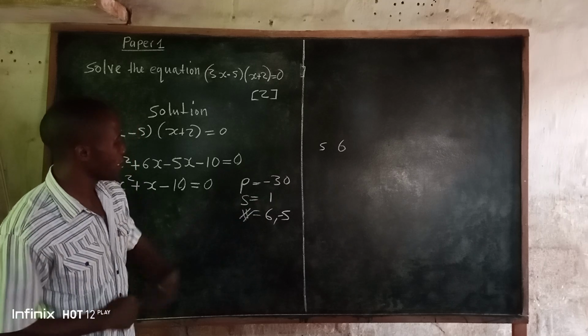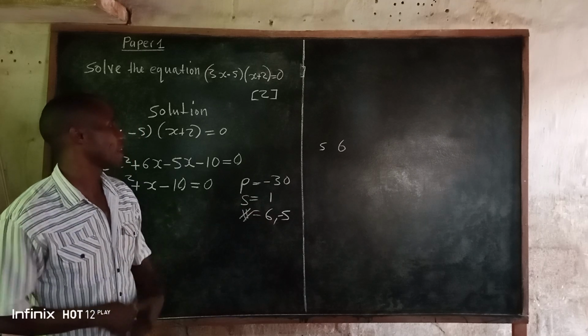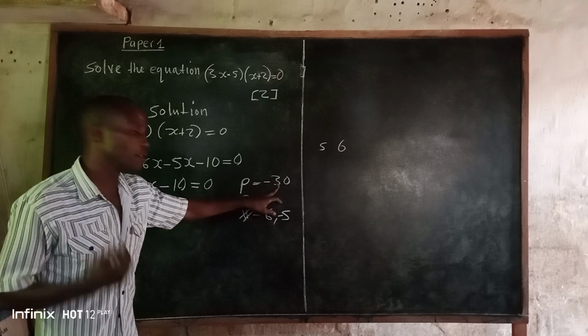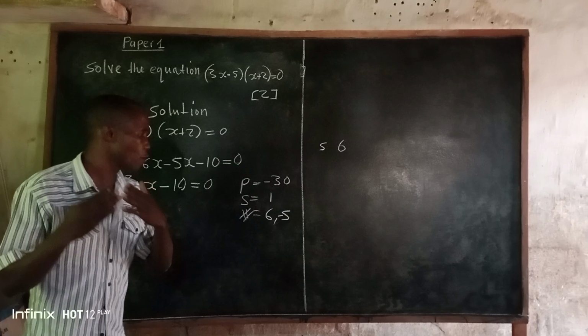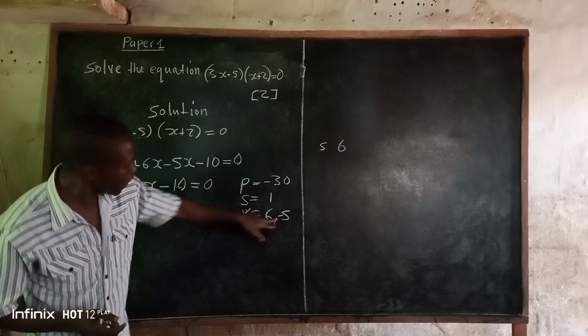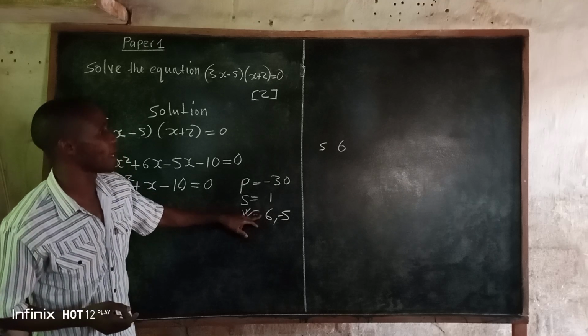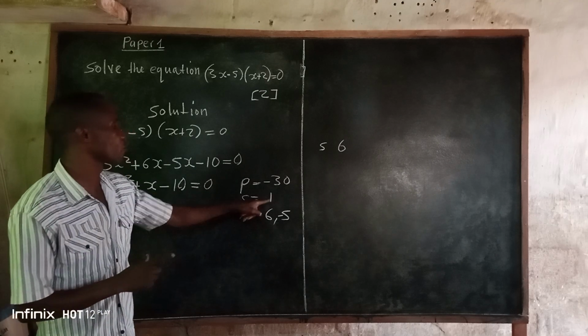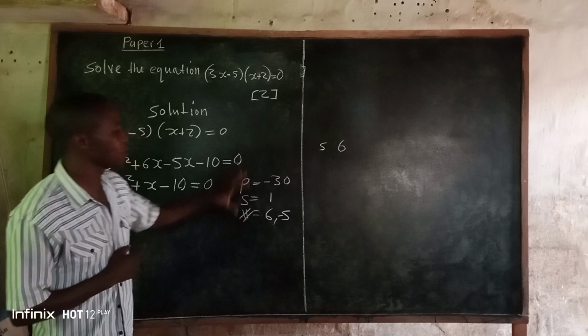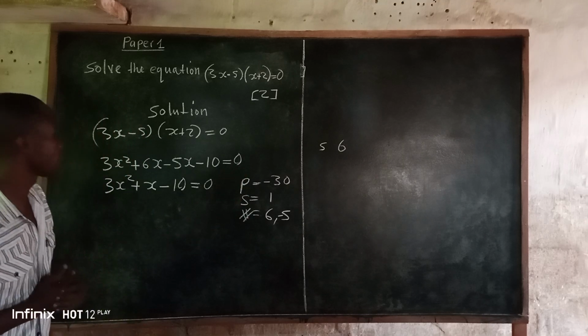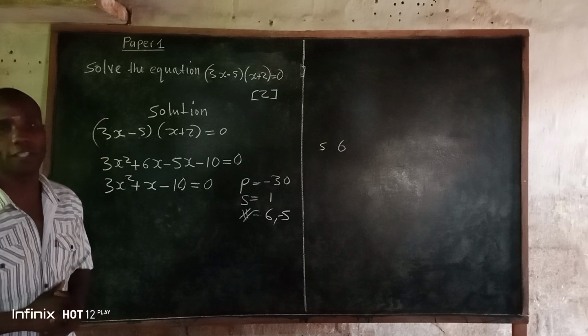Then when we multiply 6 times negative 5, we are going to have negative 30. So here you need to be very careful with sign, because if we are to put the negative here, it means when we add, we are going to have a negative 1, which is not the case according to the sum that you have identified already.